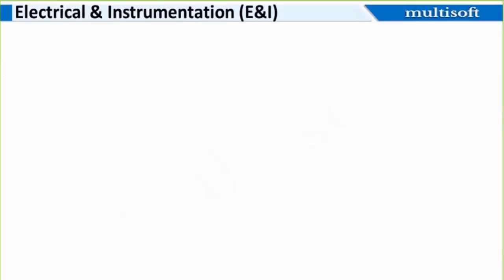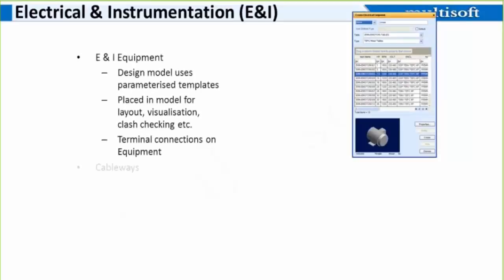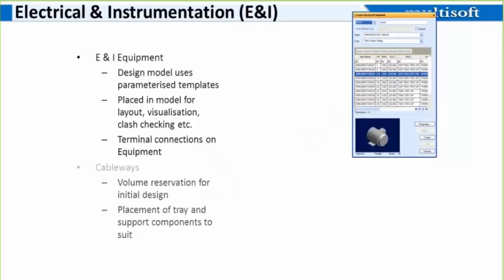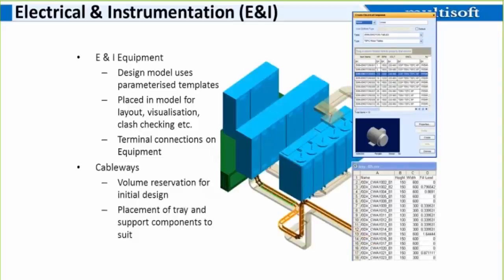Similarly, electrical and instrumentation items can be easily modeled in PDMS using the respective application. One can model cable trays, JBs, cableways, and other E&I equipments. Again, these electrical and instrumentation equipments will be parameterized. These can be placed in the model for layout visualization and checking. We can also define the terminal connections on the equipments.